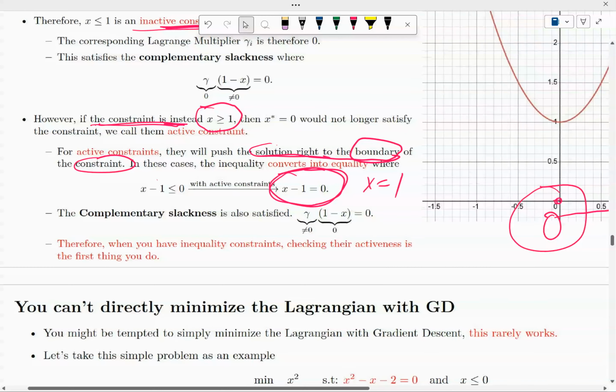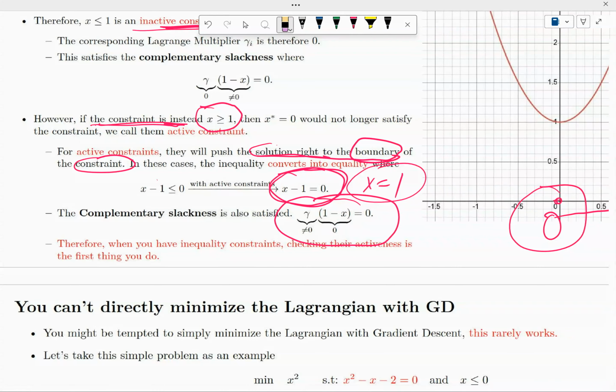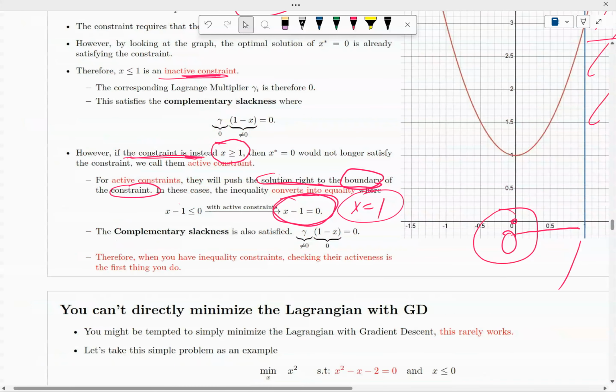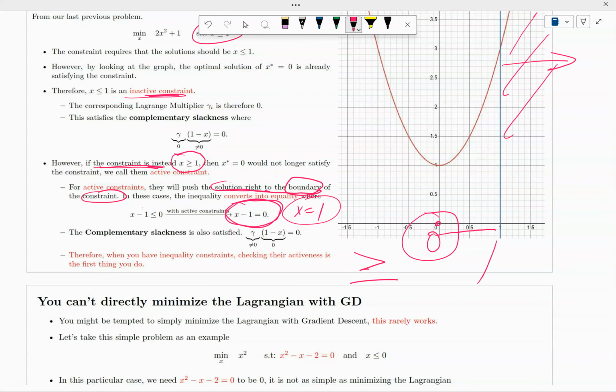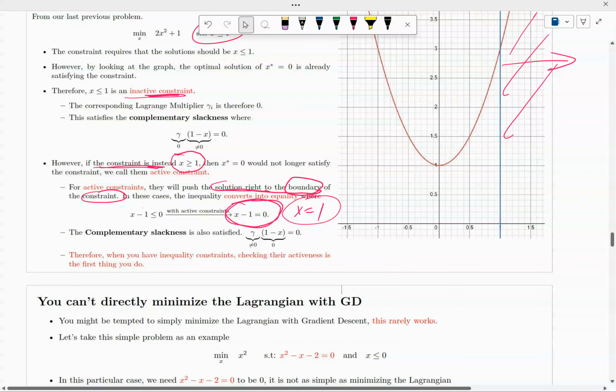And therefore you also know that if x is equal to 1, then this is 0. Therefore, it satisfies the complementary slackness. Okay? So remember, when you have inequality constraints, you need to check early on whether they're active or not. And by checking whether they're active or not, it will immediately tell you whether you can just ignore the constraint or you know the solution because the solution is right at the boundary.